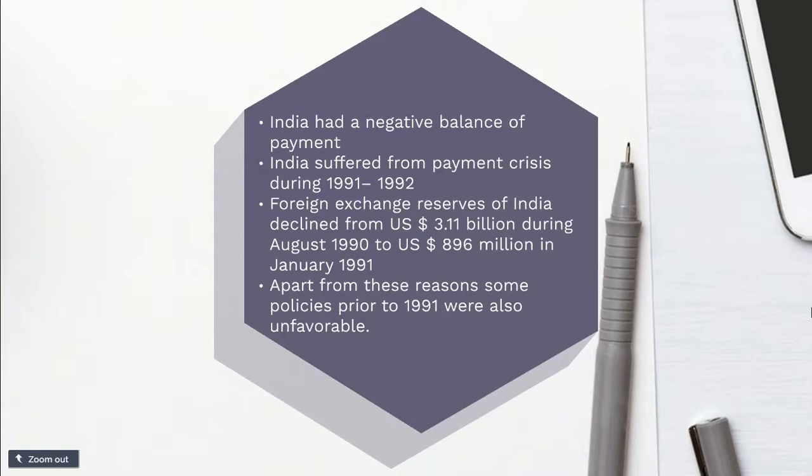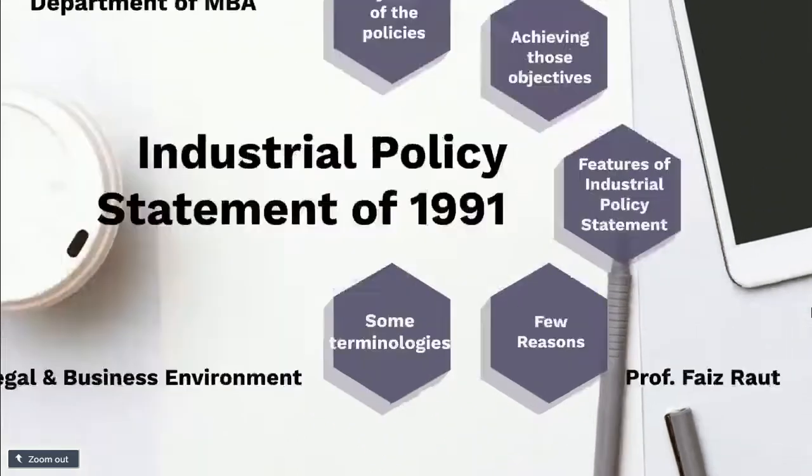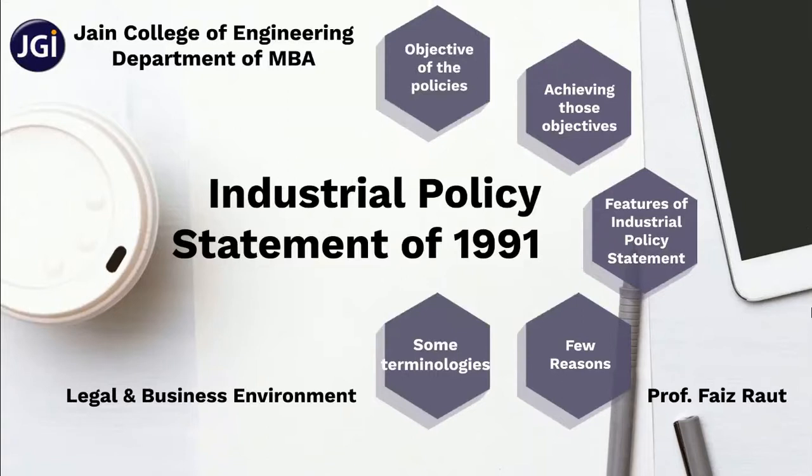Next, apart from these reasons, some policies prior to 1991 were also unfavorable. We have already discussed the problems caused by the licensing Raj, the unfavorable economic situation and the huge regulatory restrictions. To overcome all this, the Indian government approached the International Monetary Fund for a relief package. India got this relief package under some conditions. The first and basic condition was to open the economy to the world.